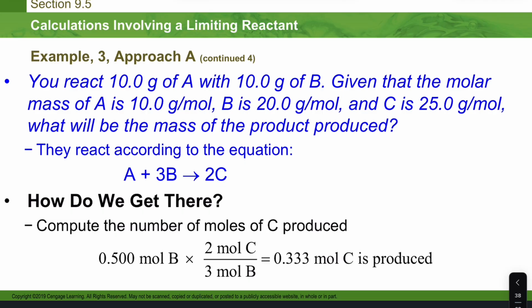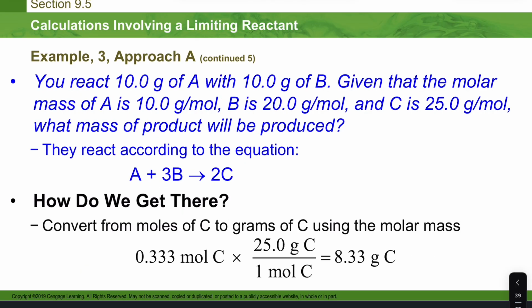We can also see how much we are going to produce by starting with B. So we know that we have 0.5 moles of B. We'll use the ratio of B to C right there, and we will be able to solve for the number of moles of C that is produced. However, we are looking for the mass, so we're not quite done. We'll take the moles of C produced, use the molar mass of C right here, and we will find out that that is going to be 8.33 grams.